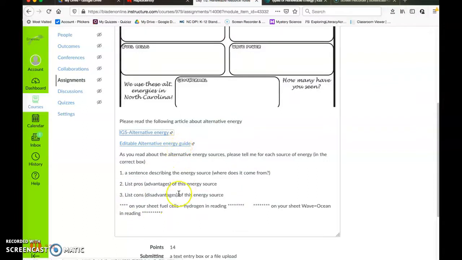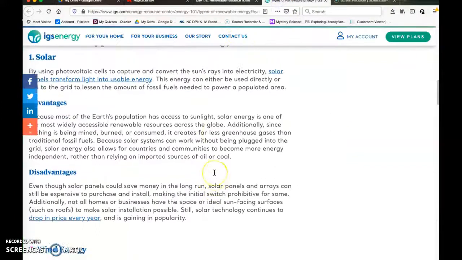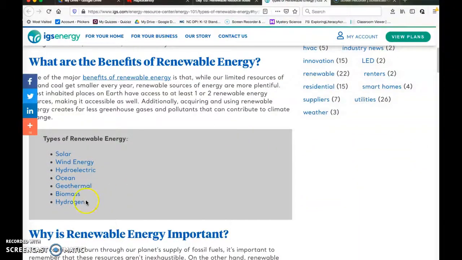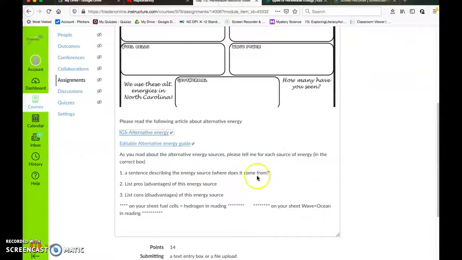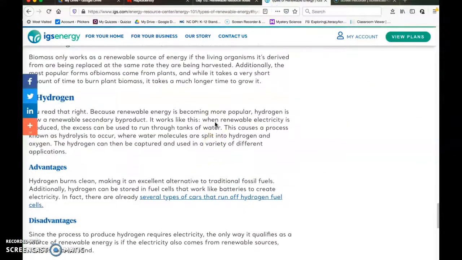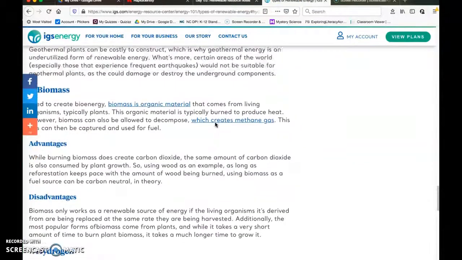Also, on your sheet, it says fuel cells. That's going to correspond to the hydrogen in the reading right here. And then on your sheet, it says waves. That's corresponding to the ocean right here.